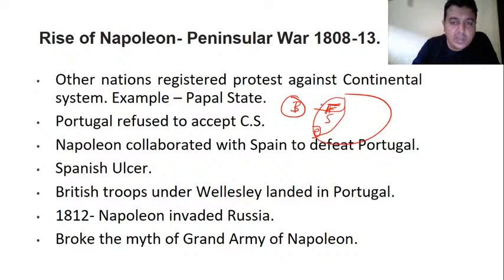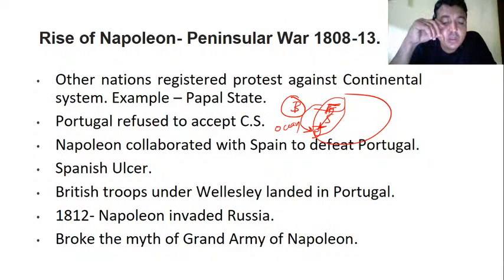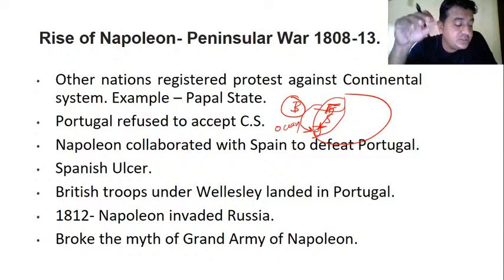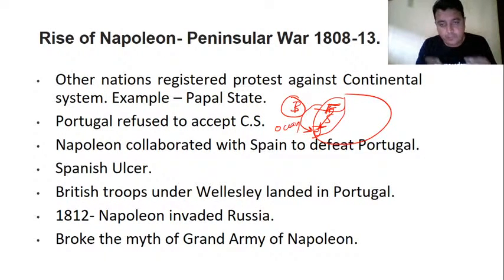So what to do? He only has two options. Either he can attack from this side, this is the ocean, or he can attack Portugal from this side, meaning after entering Spain, he can attack Portugal. Which option is the best? Attacking through the ocean, or entering Spain and then attacking Portugal? My question is which is the best option for France to attack Portugal, the oceanic route or the land route? Whatever your answer, say why.